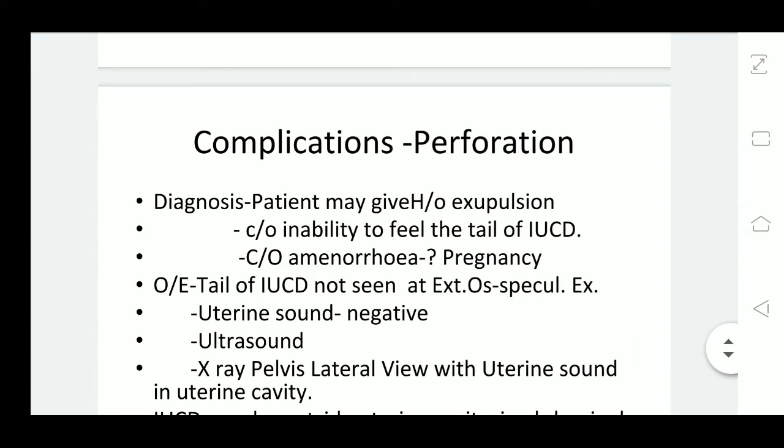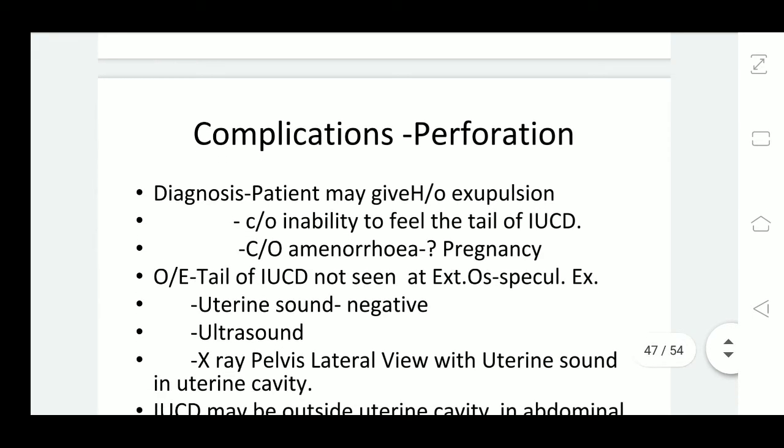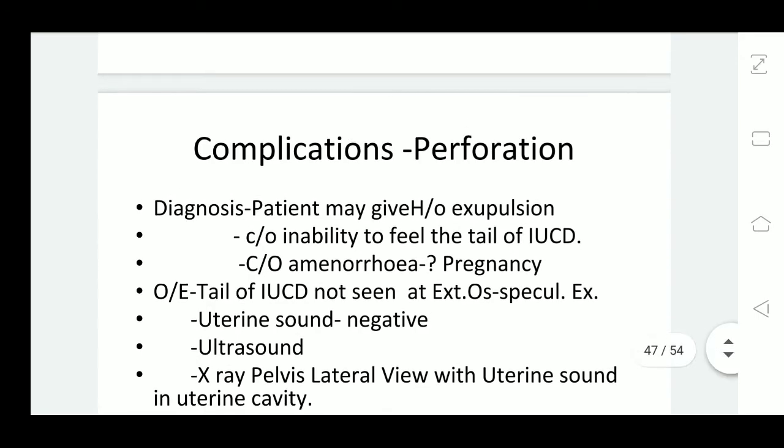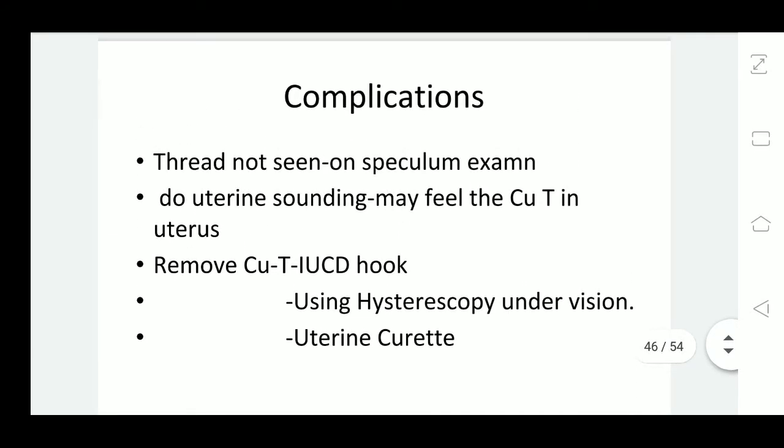Now, the complications if she gives history of not feeling the tail of IUCD, and you do the per speculum examination and the thread is not seen on speculum examination. Now, if she had her last menstrual period properly, you must rule out the pregnancy. You can do the ultrasound and see that there is no pregnancy. You can also do the UPT, urinary pregnancy test, and if it is negative, you can pass a sound.